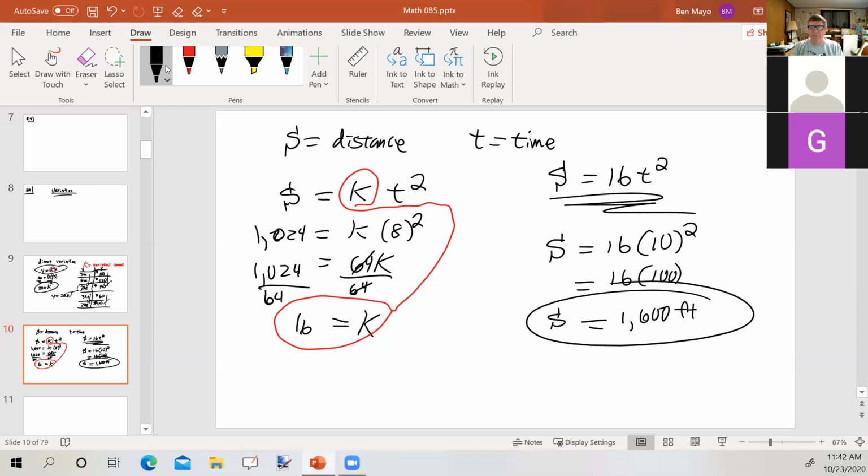Any questions about that? No, I don't have any. So there's an example. Okay, great, yeah. So there's an example of direct variation.